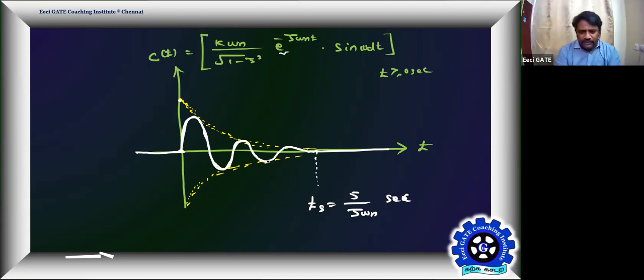It will show some visible cycles of oscillations. We don't know how many cycles of oscillations, roughly it is sketched. We'll talk about the number of visible cycles of oscillations. So this is your transient part, transient response. And this is your steady state response.